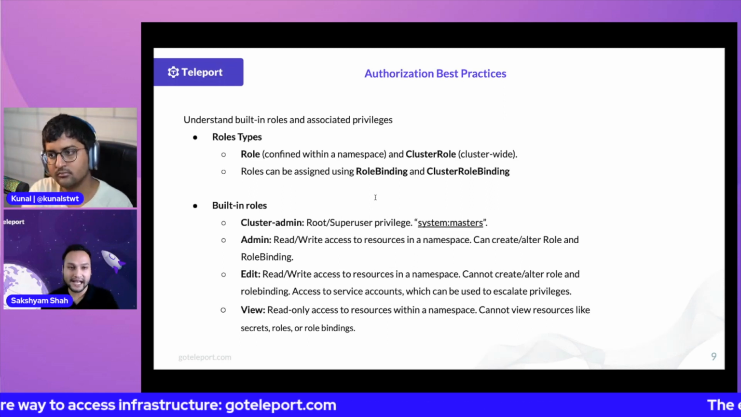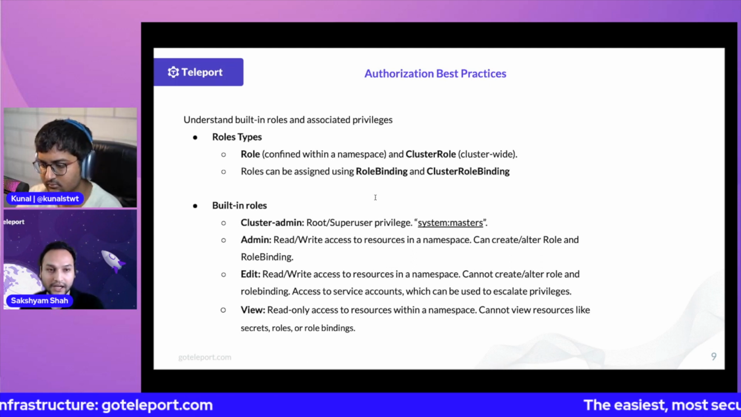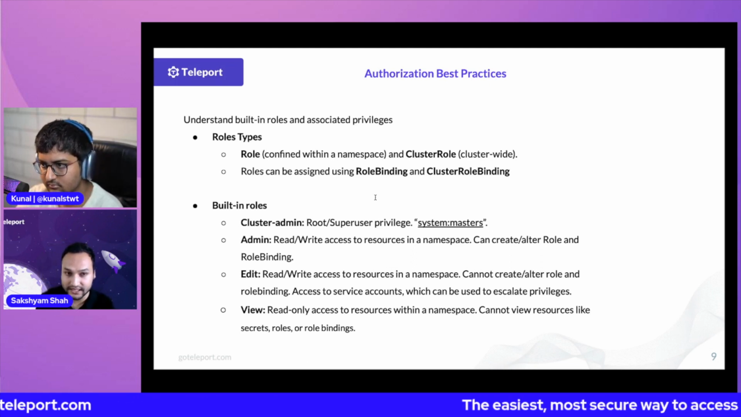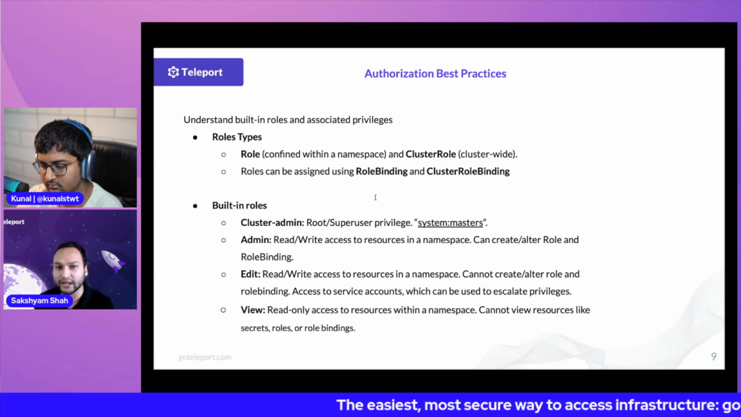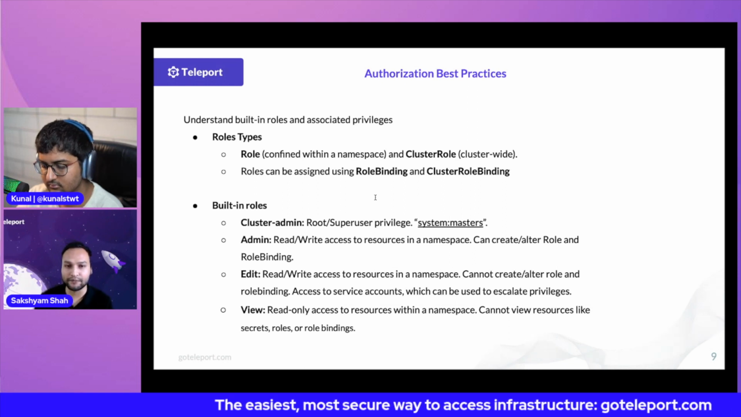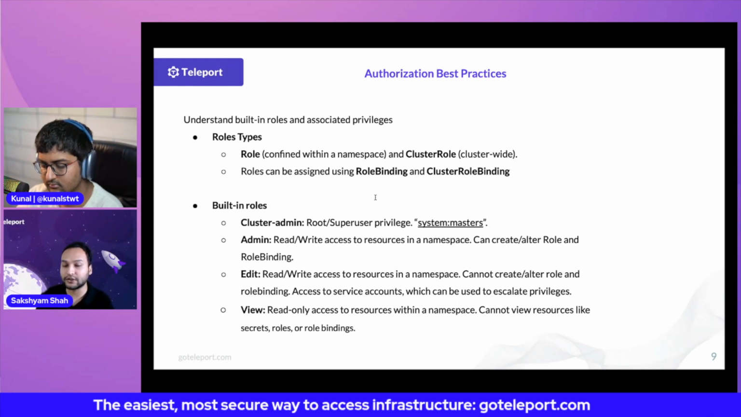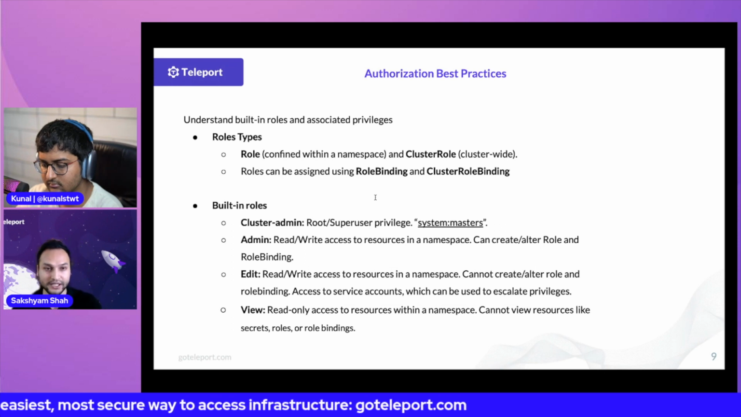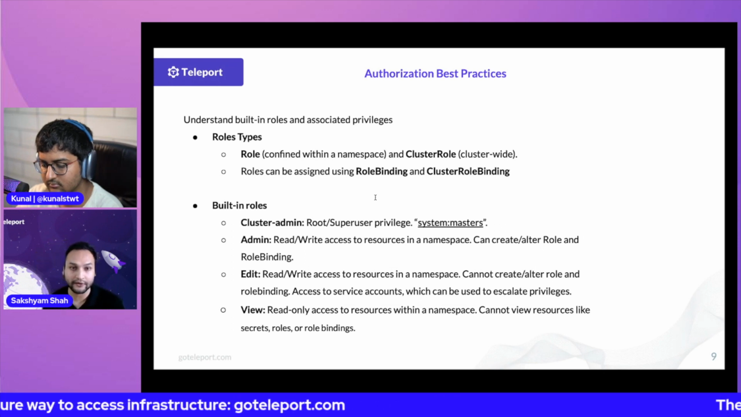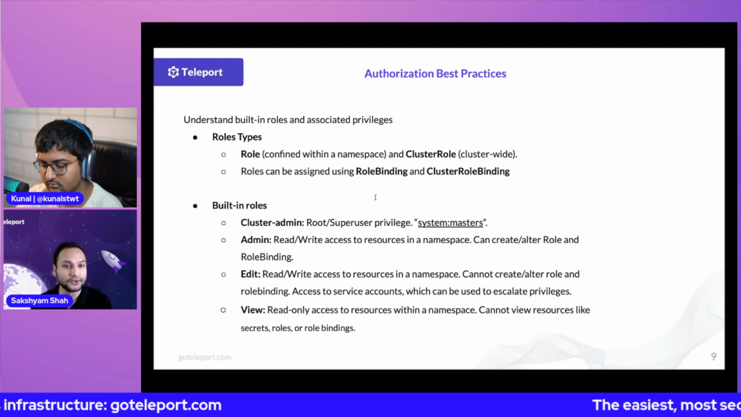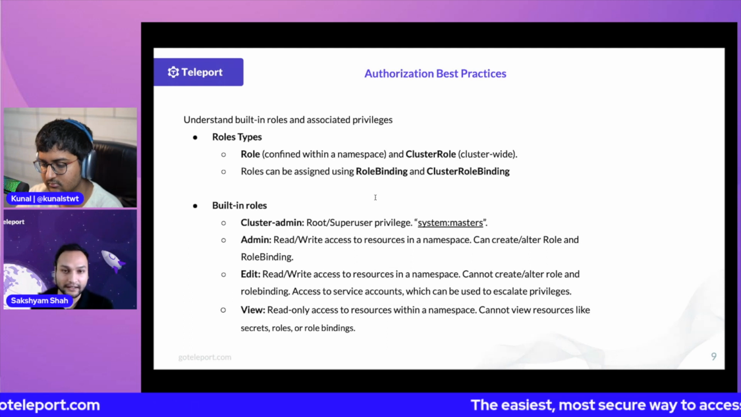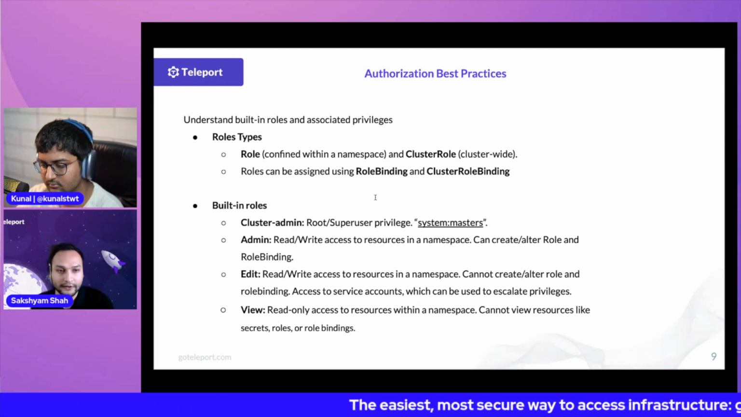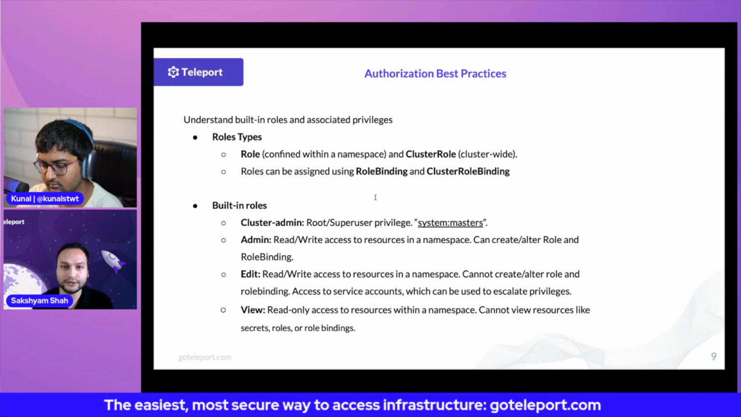Kubernetes basically has two types of role, one being Role, which is confined within a namespace. The other one is ClusterRole, which can be applied to the overall cluster in Kubernetes across various namespaces. You can assign roles using RoleBinding. You can assign cluster roles using ClusterRoleBindings. And there are four major built-in roles.